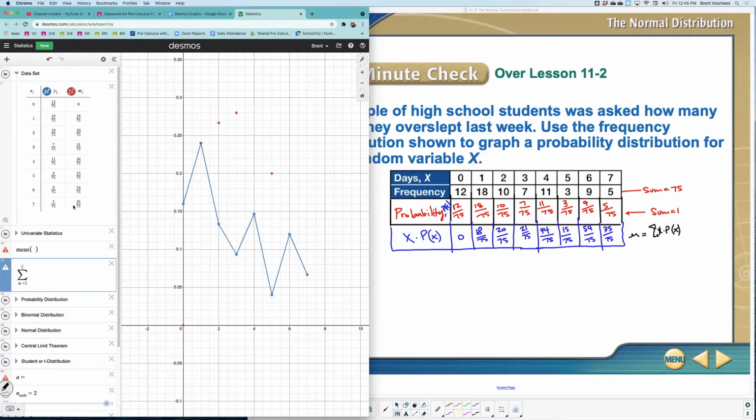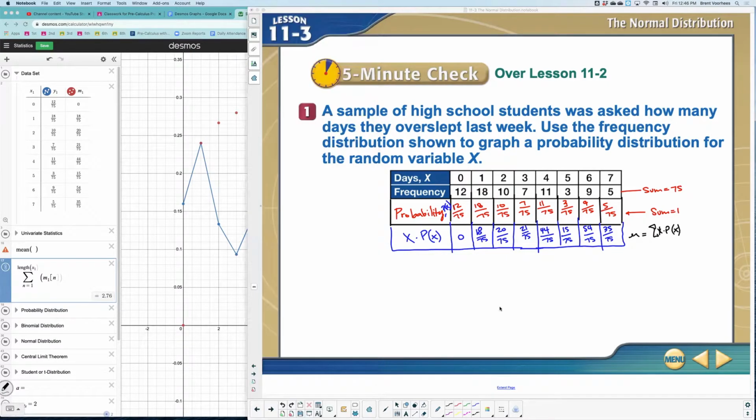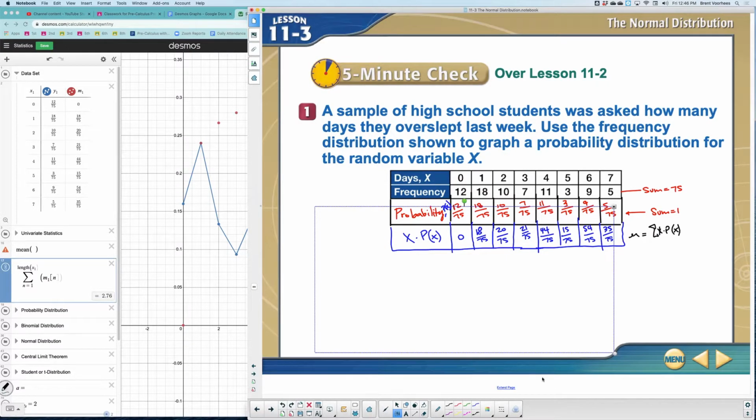How many are in the list here? There's 8 total. From 0 to 7 is 8 total. And here's a trick, the length of x1. So that means it's just going to run all these numbers in here. And what do I want it to add up? I want it to add up the M1 list. So you type N1 and then you do this little N like this. And it says the mean is 2.76. The mean would be 2.76.